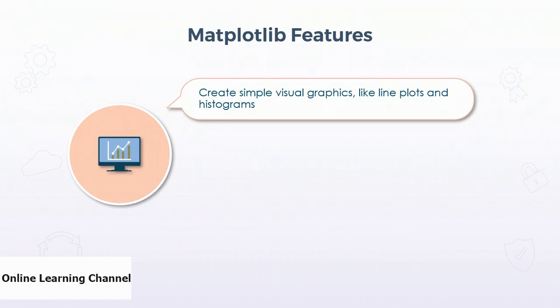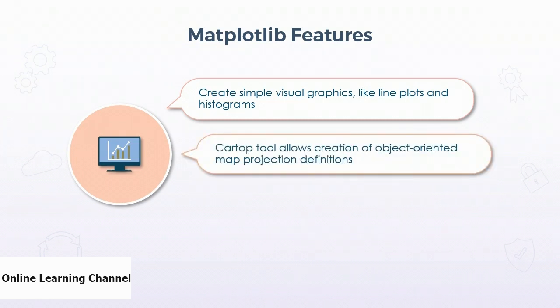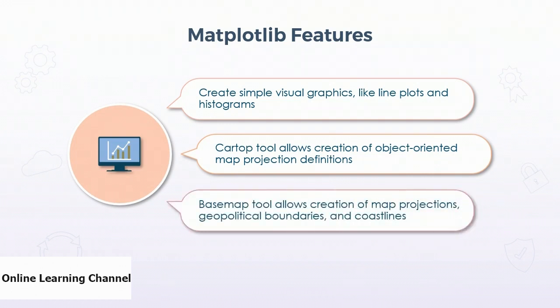There are various additional toolkits that are available that extend the Matplotlib functionality. One of them is Cartopy, which is a mapping feature that creates object-oriented map projection definitions. Another tool is Excel tools, which allows users to easily exchange data with Microsoft Excel. Another such tool is Basemap, which is a map plotting toolkit that allows users to create various map projections, geopolitical boundaries, and coastlines.